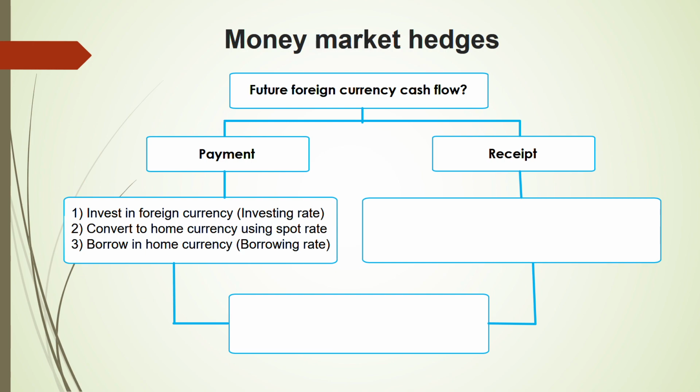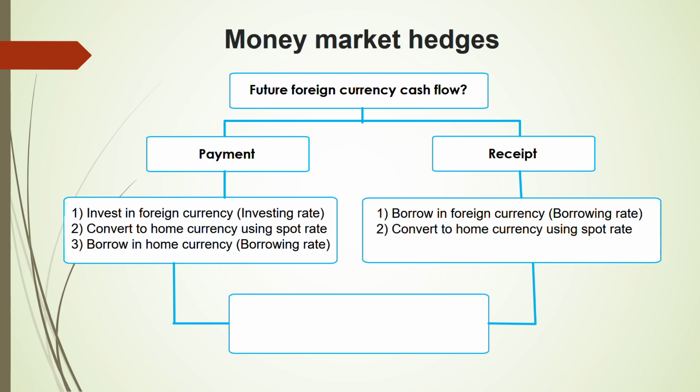Coming to the receipt, it is the opposite. For payment, we were investing in foreign currency. So for receipt, as I told you, start with foreign currency in both. So you borrow in foreign currency, at the borrowing rate. The second step is similar. Third, invest in home currency. The order is changed, that's it.